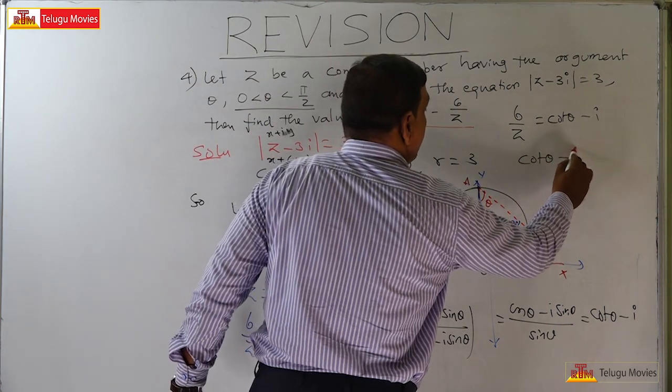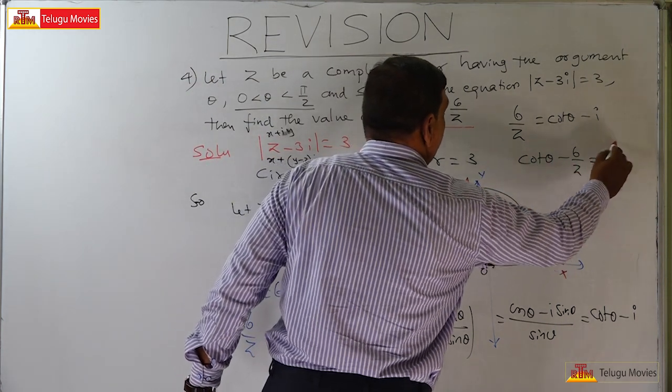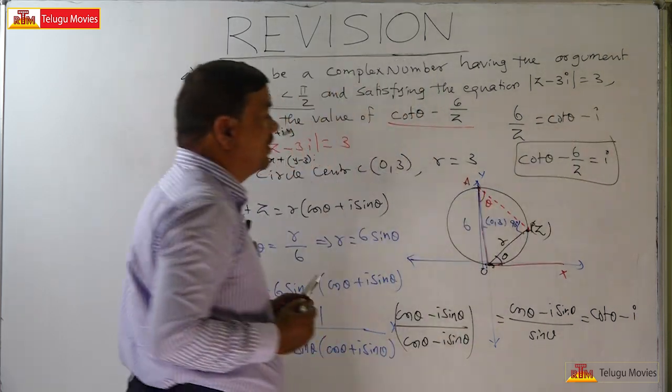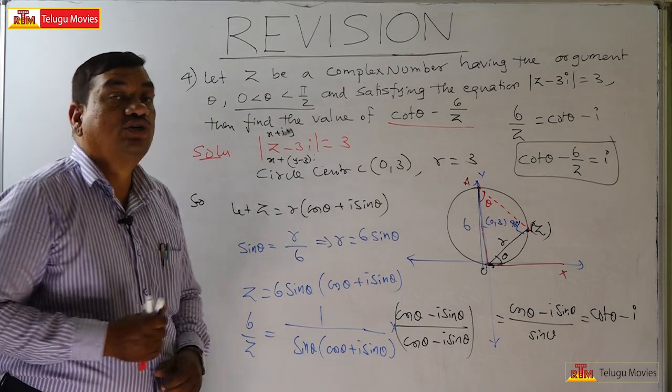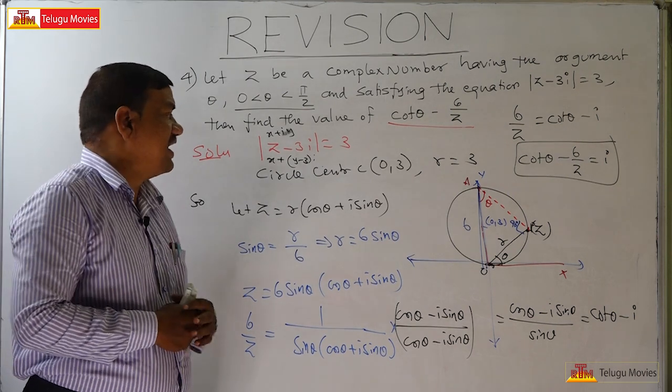Therefore cot theta minus 6 by z is equal to i. So this is your answer. The answer is i. So, very, very nice problem.